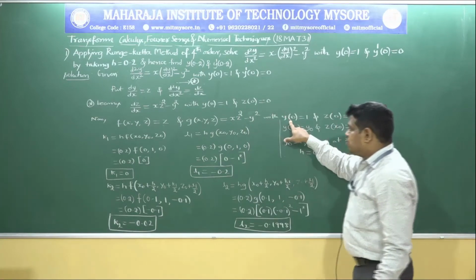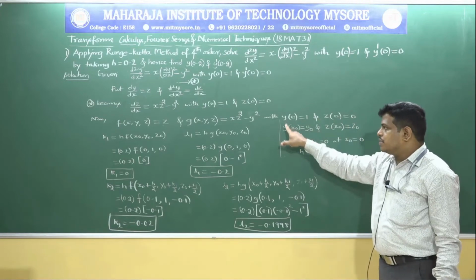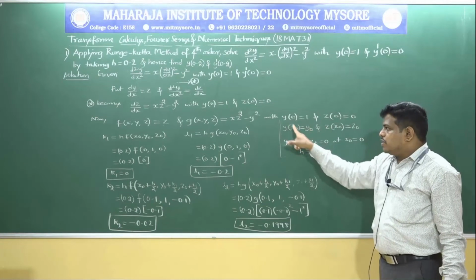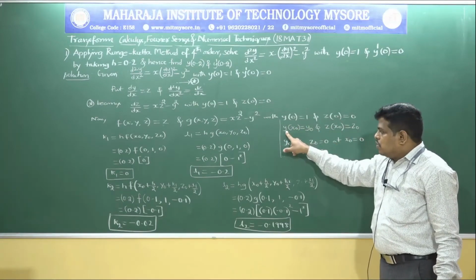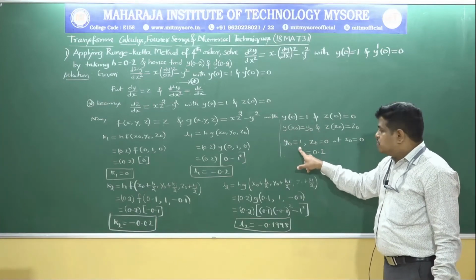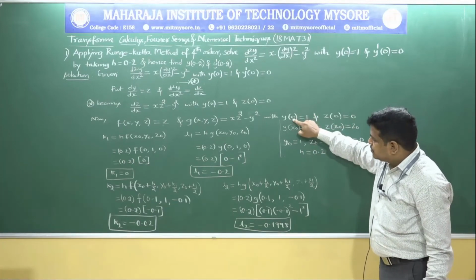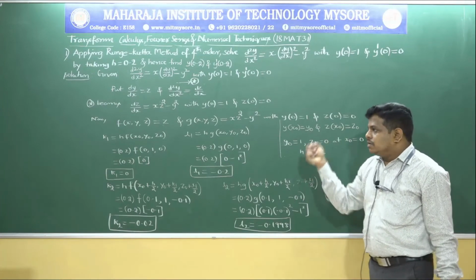Next, with the initial conditions y of 0 equals 1, z of 0 equals 0, I am comparing these with y of x naught equals y naught and z of x naught equals z naught. Here the y naught value is 1, the z naught value is 0, and x naught equals 0. Next, given h equals 0.2.